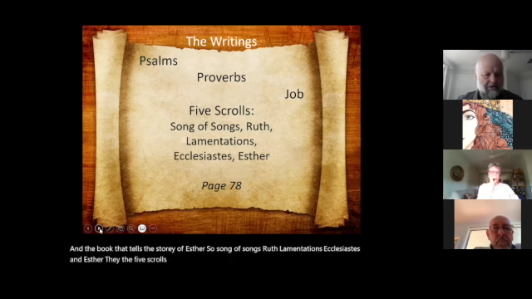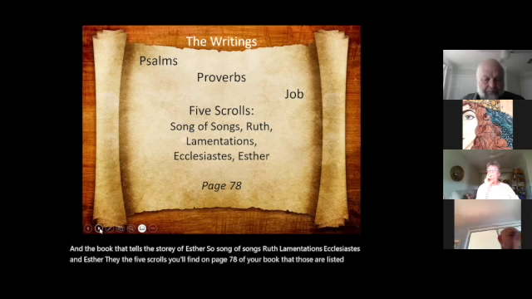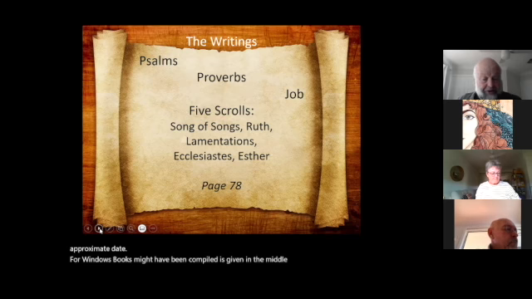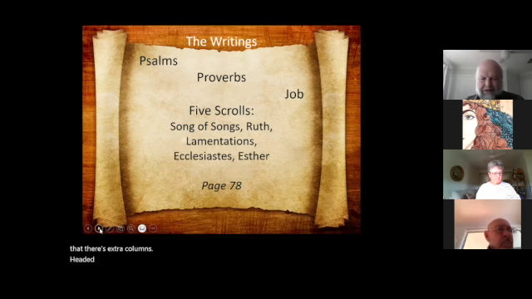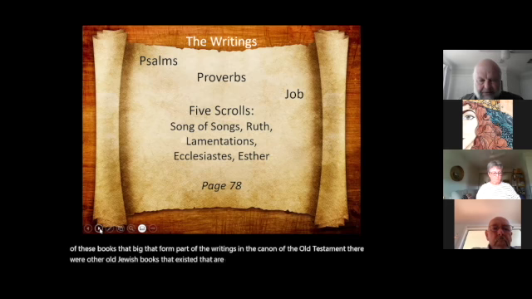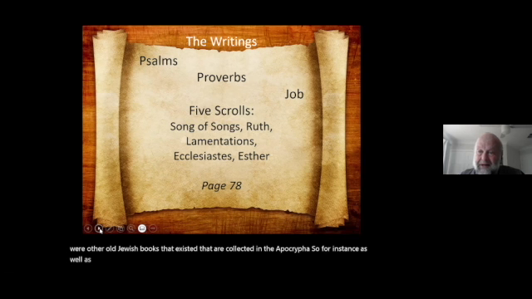You'll find on page 78 of your book that those are listed, and an approximate date for when those books might have been compiled is given in the middle column. You'll also see that there's extra columns headed Apocrypha and the dates of these books in the Apocrypha. So you can see that for each of these books that form part of the writings in the canon of the Old Testament, there were other old Jewish books that existed that are collected in the Apocrypha. So, for instance, as well as the 150 Psalms in the book of Psalms, there's Psalm 151, and there's the prayer of Manasseh that are included in the Apocrypha.